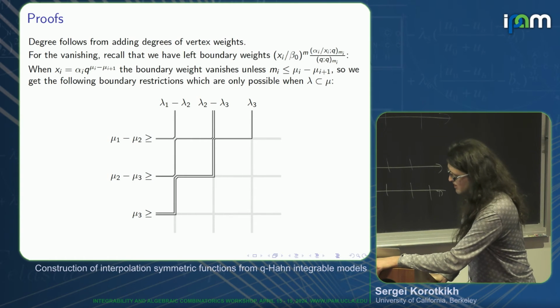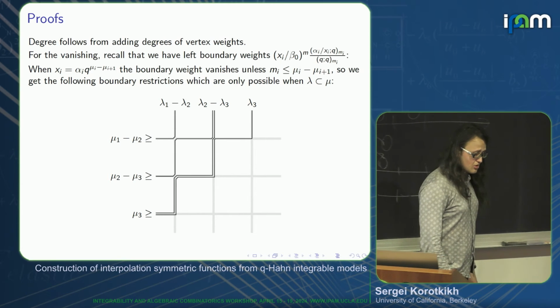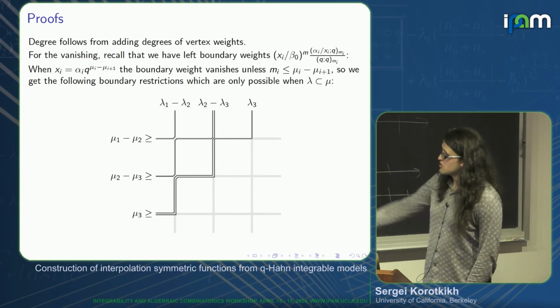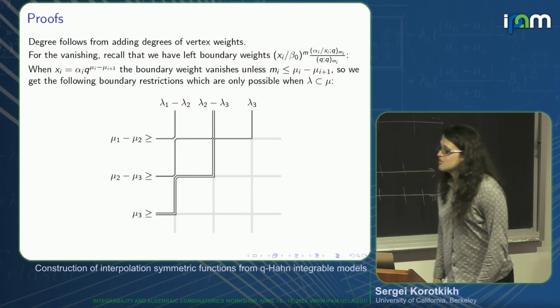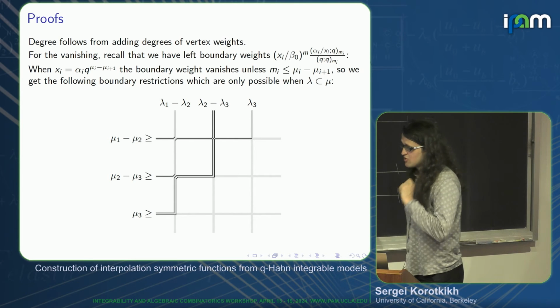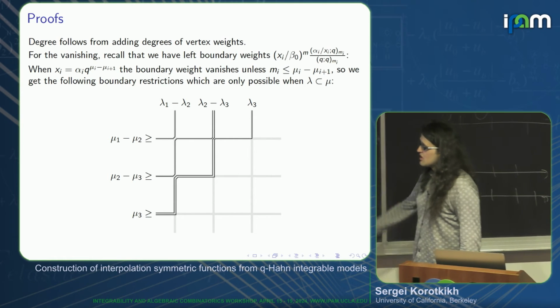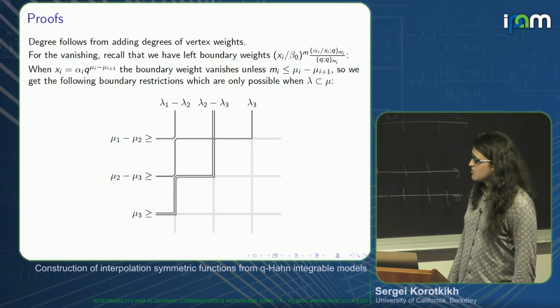And then from this vanishing, you will see that plugging these points x_mu basically restricts you to configurations on the square grid, where on the left boundary you have not an arbitrary number of paths entering, but instead on the first row you are bounded by at most mu_1 minus mu_2 paths. On the second row you are bounded by mu_2 minus mu_3 paths, and so on and so forth.